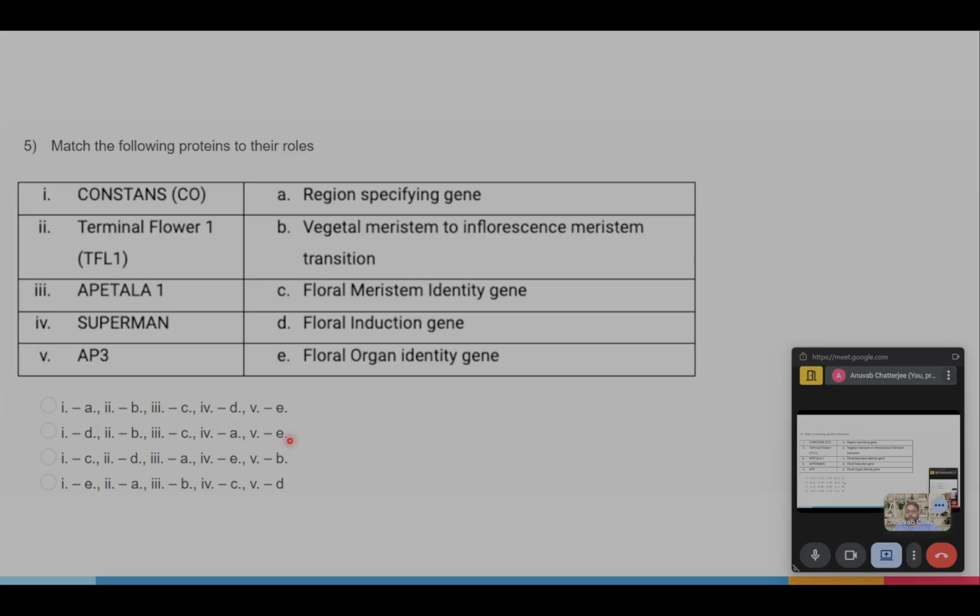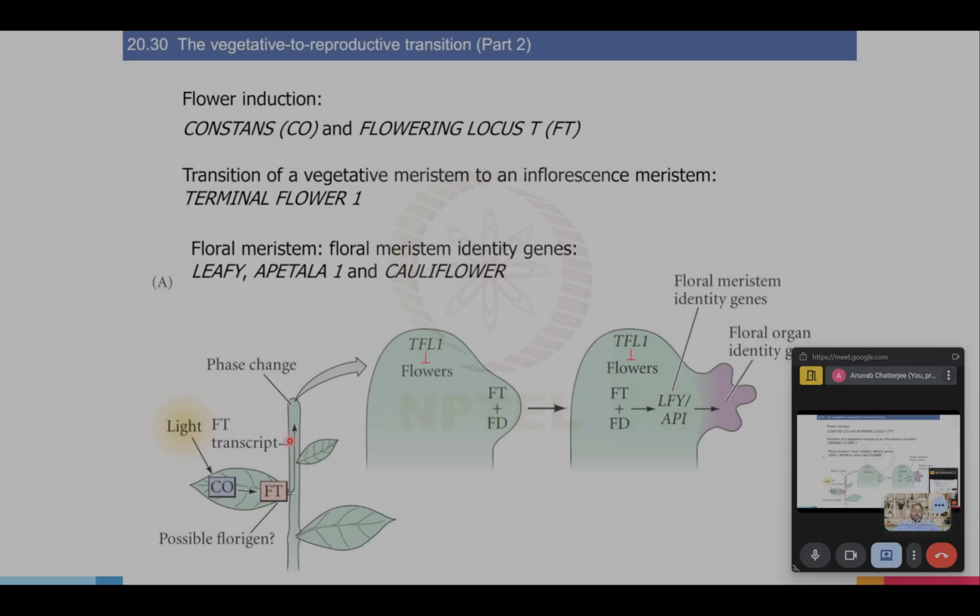Okay, let us look at all of this. As I said, the signal for the plant to form flowers can be directed from multiple different pathways: the photoperiodic pathway, the vernalization pathway, the gibberellin pathway. Here we are going to look at the photoperiodic pathway playing a major role.